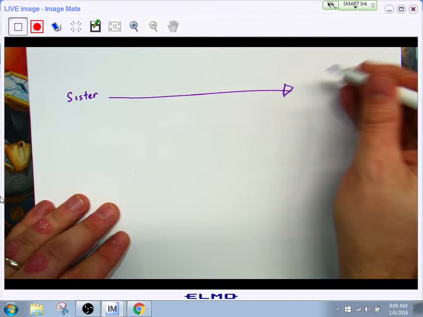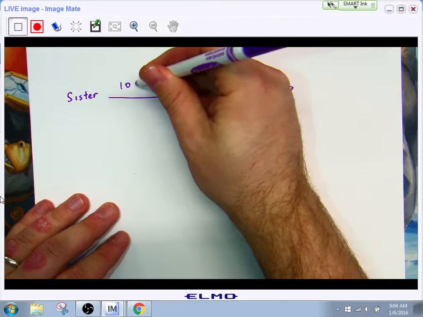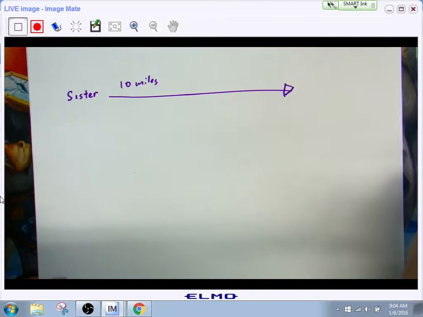Reckless driver. Going to the store. You know, it's 10 miles. Takes her an hour.